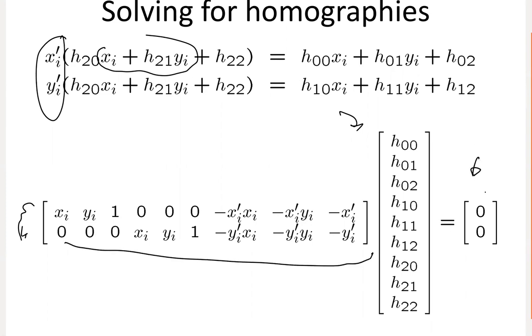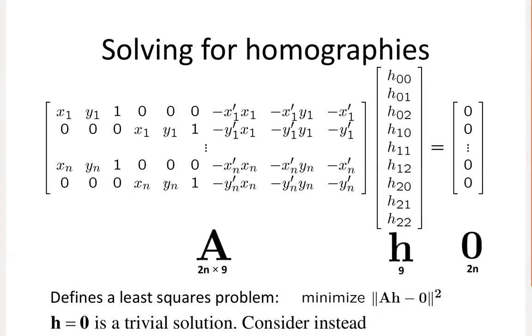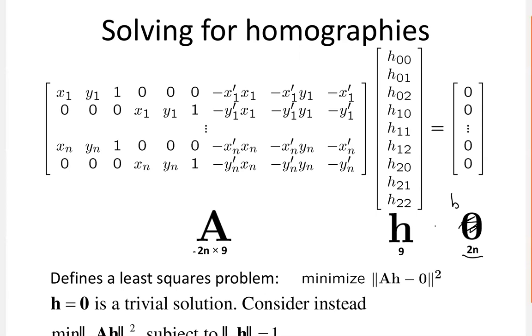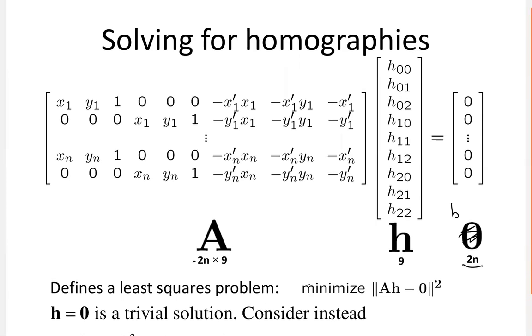You see here, previously I had something like this, where b is not equal to 0. Now, if I have more matches, I will have something like Ah equal to 0. It's very similar to before, where I had Ah equal to b if I tried to match with an affine, and in that case b is not equal to 0. Now I'm trying again to solve that: I want to minimize Ah, with Ah equal to 0.